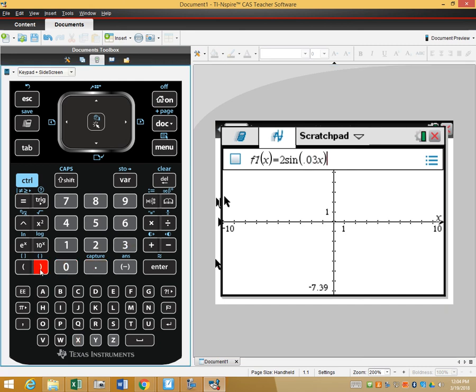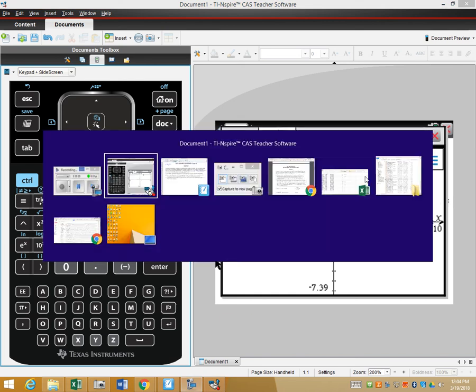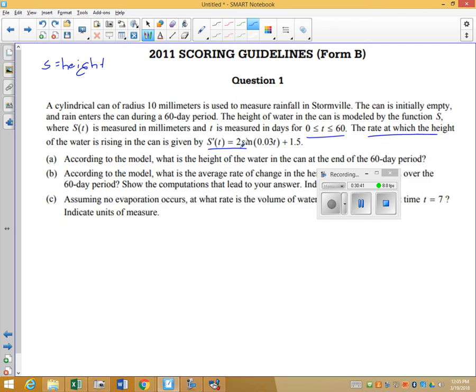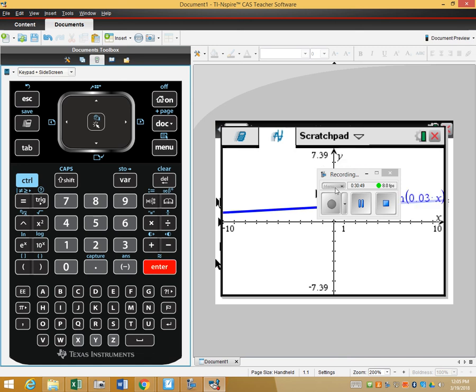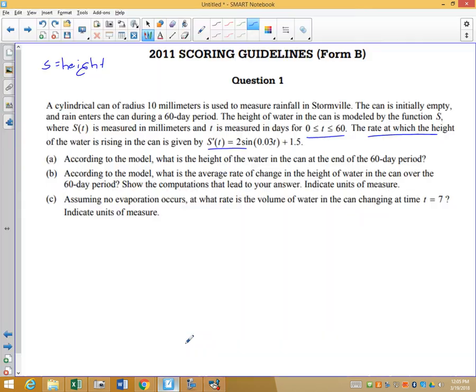0.03x plus 1.5, is that what it was? And again, double check and triple check to make sure you plug it in correctly. So 2 sine 0.03x plus 1.5, and I feel good about that. So I'm going to hit enter, lock that in. I don't really care about the graph right now.